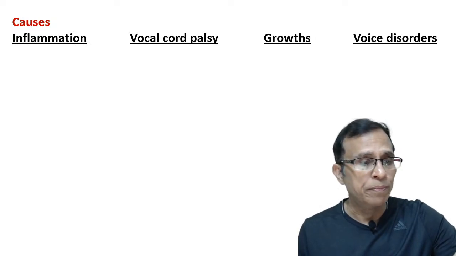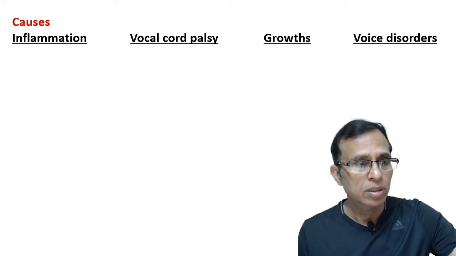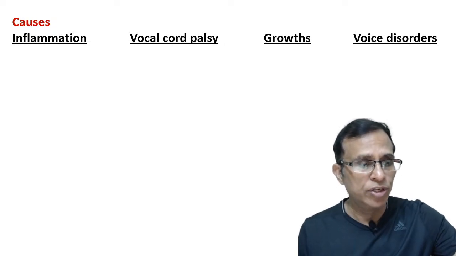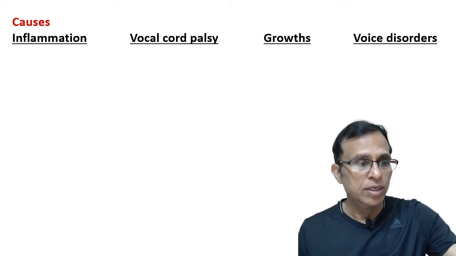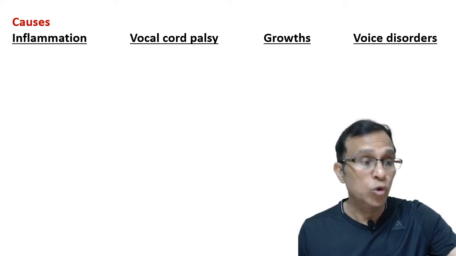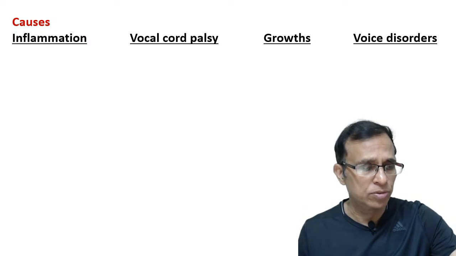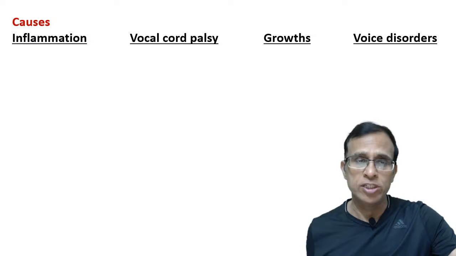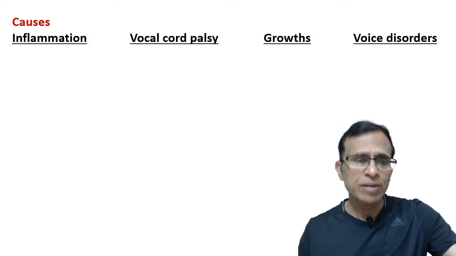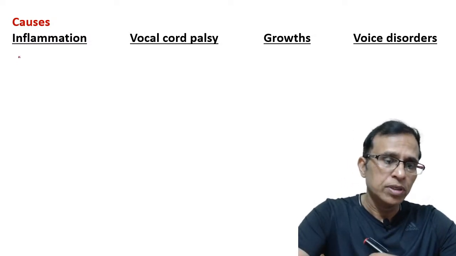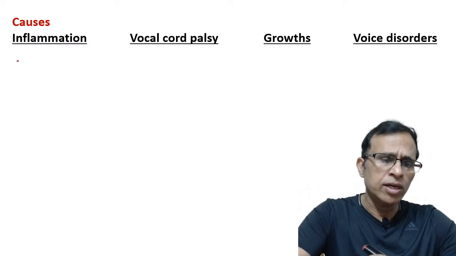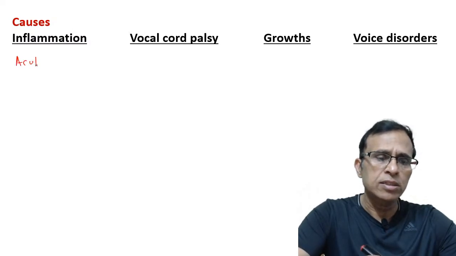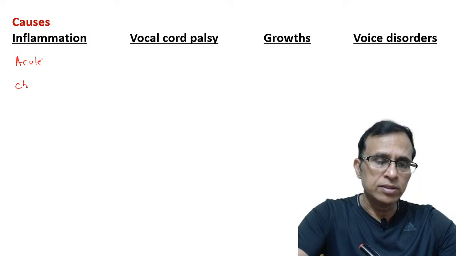Number two, palsy of the vocal cord. Number three is growth in the larynx. And number four is voice disorders. So inflammatory conditions are usually acute infections and chronic infections.